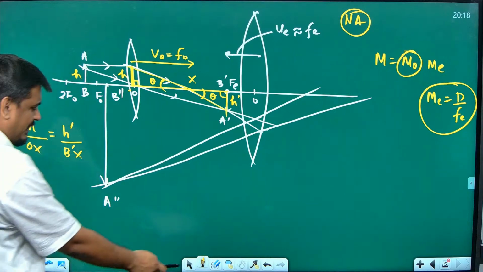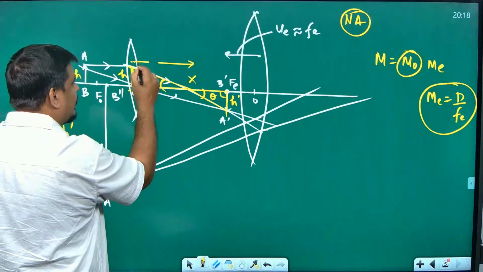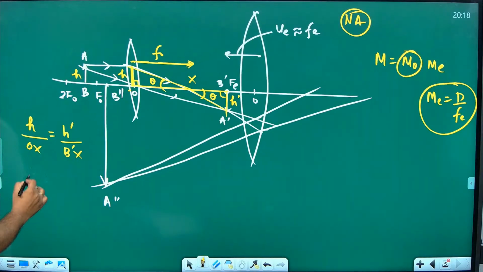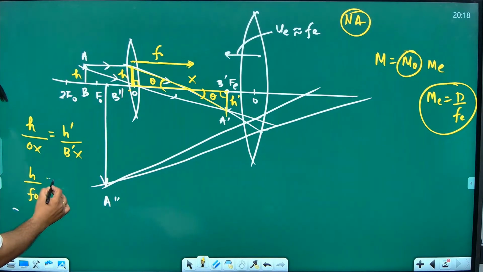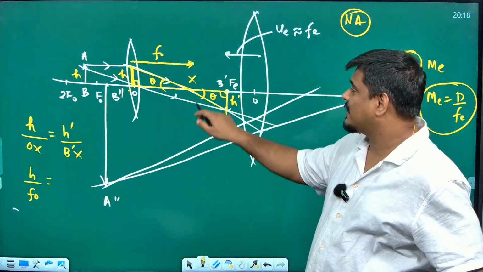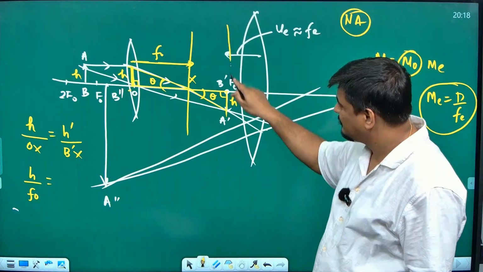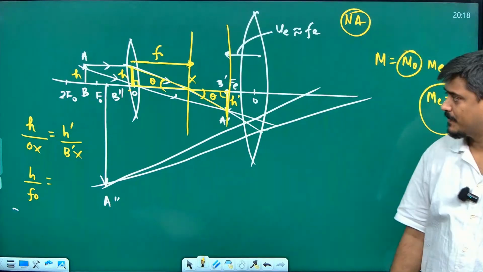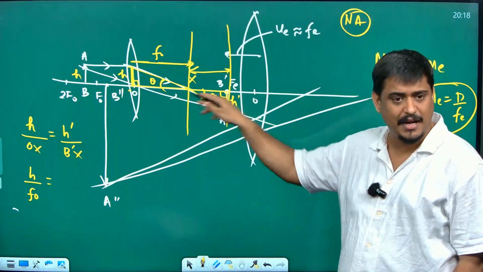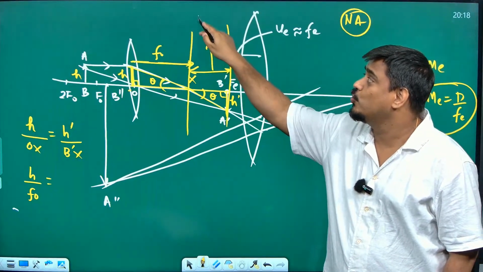Actually, not VO. Why have I written VO? Wrong. Sorry. It is FO only. This is FO. So h by FO is equal to h dash by, h dash is what? From here to here, right? This is h dash, not h dash, b dash x, I am telling. This b dash x, they are calling as tube length.